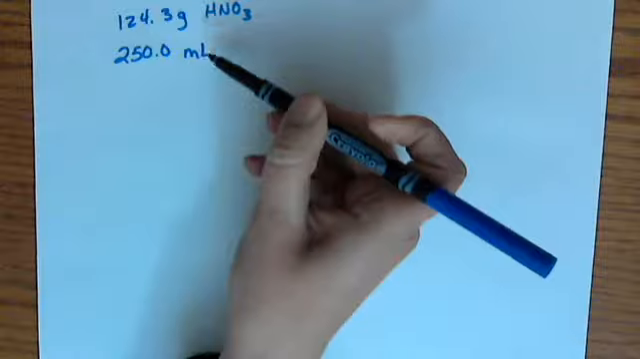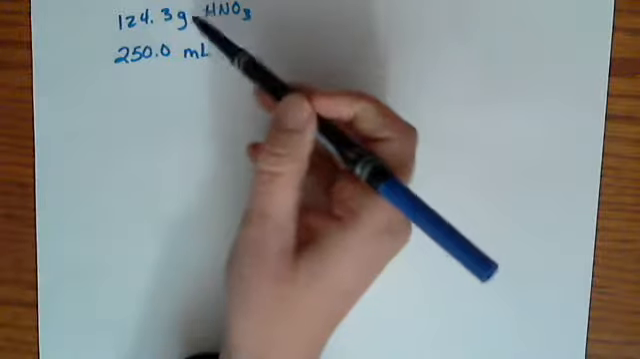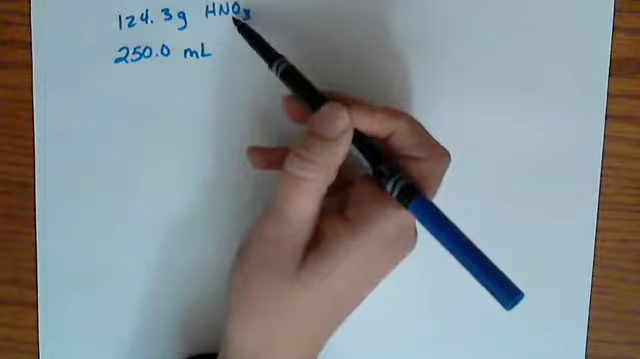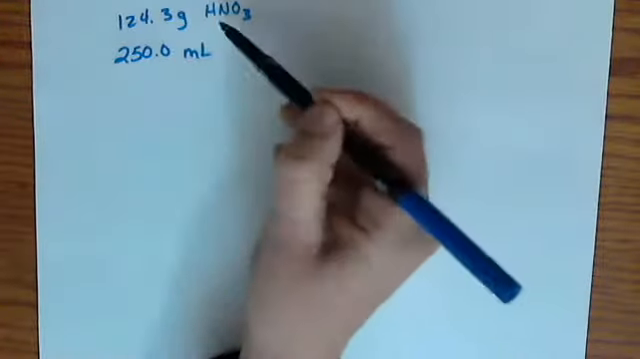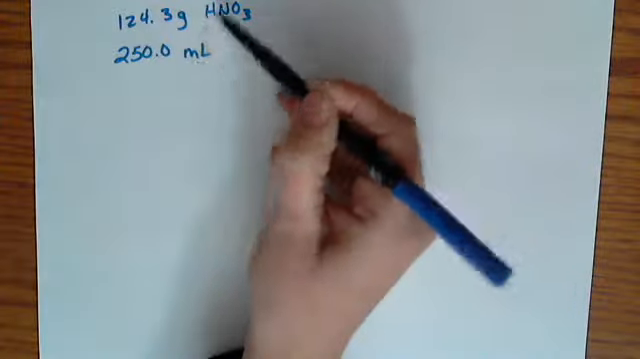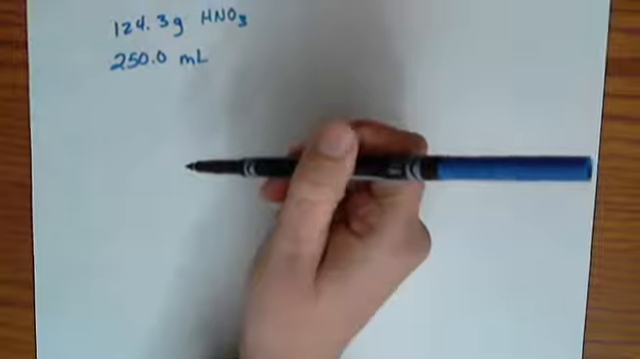For example, maybe we have 124.3 grams of nitric acid. And we are going to put it in enough water so that it adds up to 250.0 milliliters of solution. Now remember, I can't start with 250 milliliters. I have to put this mass of our acid into the beaker, whatever I'm diluting, whatever I'm measuring in, and then I'm going to add enough water to get to 250 milliliters. That's an important detail when we work things out in the lab.